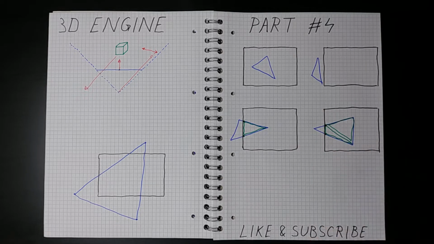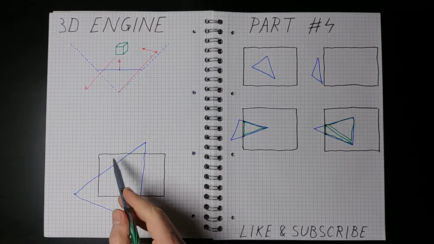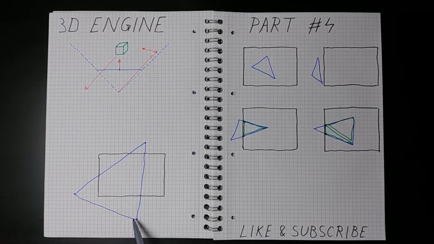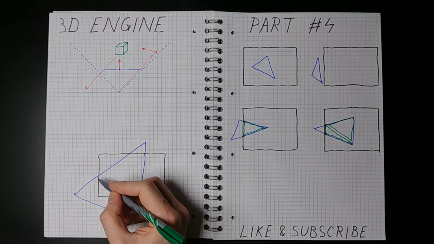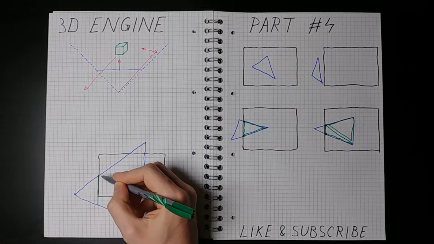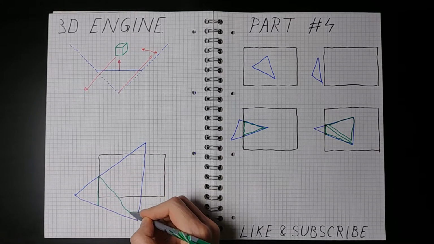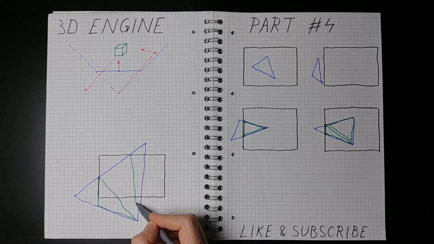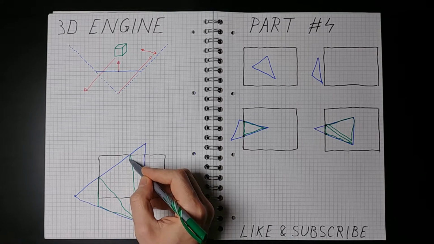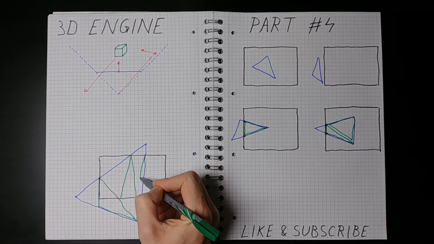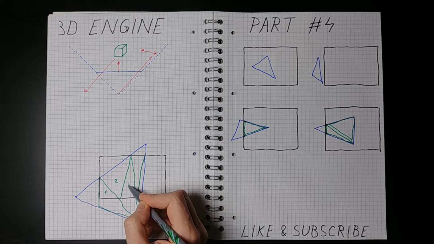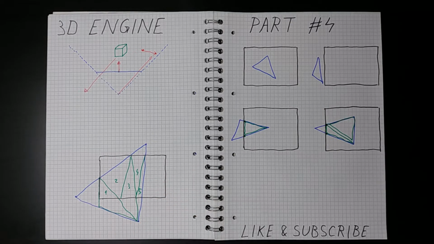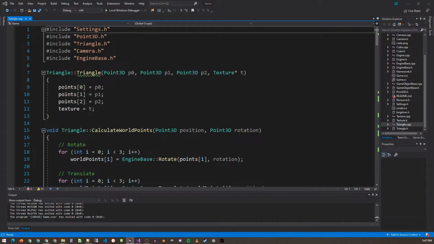We need to do this against all 4 edges of the screen, in case we have a triangle that is like this. In this case, we can do it against the left side first, which will result in 2 triangles. Then cut the upper side, then the bottom side. In the end, we will end up with 5 triangles that are all inside the screen and ready to draw.